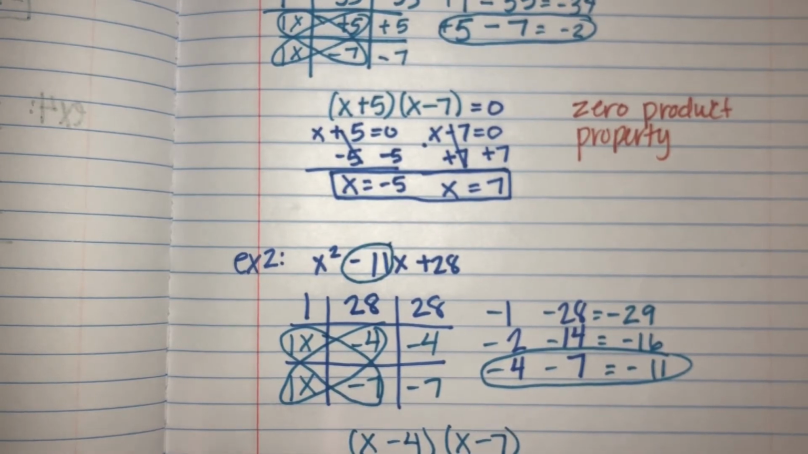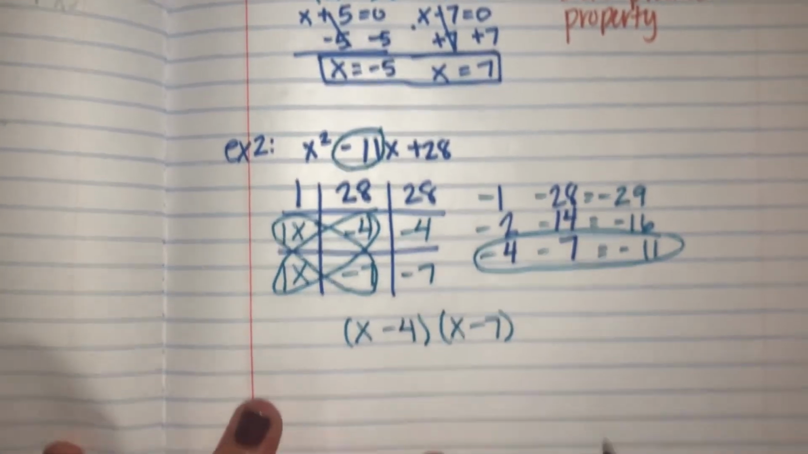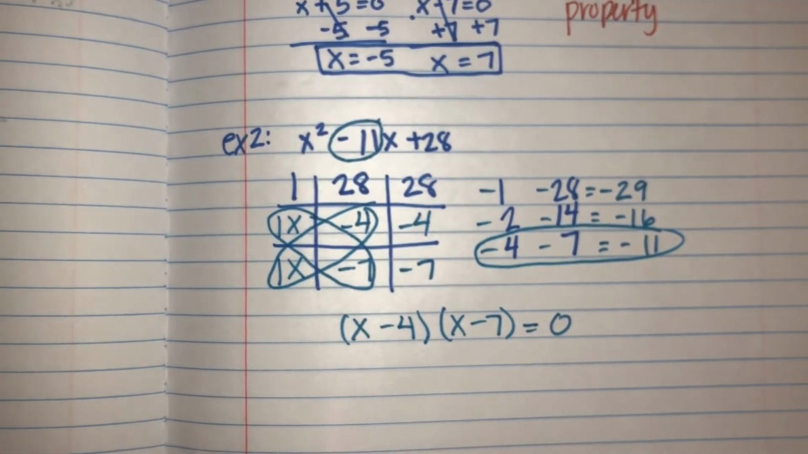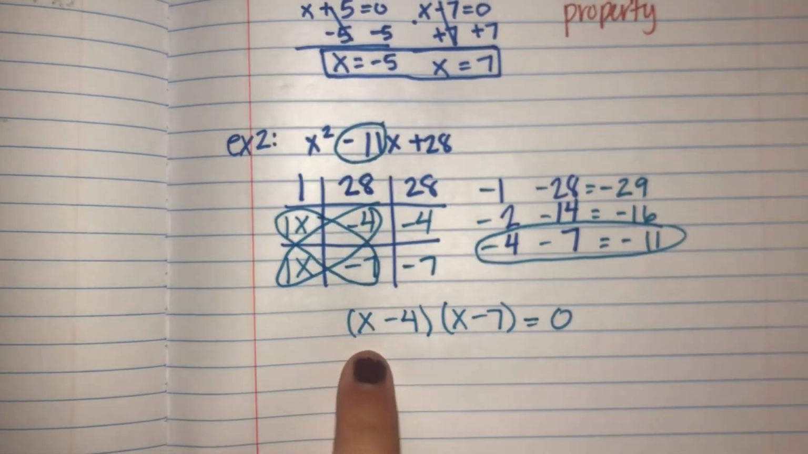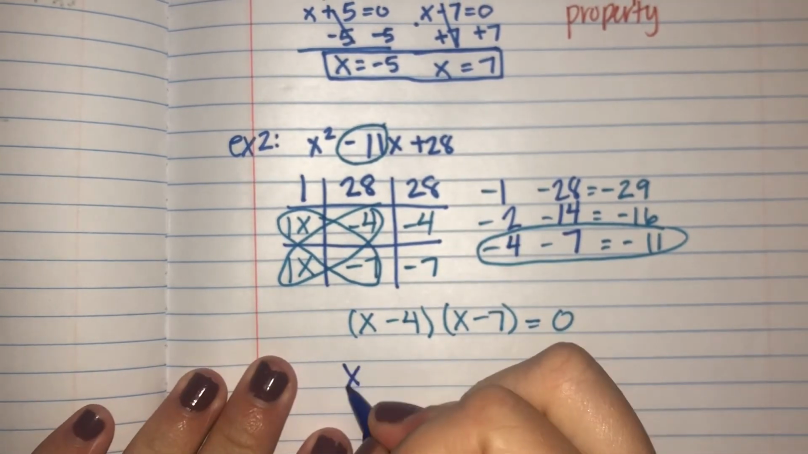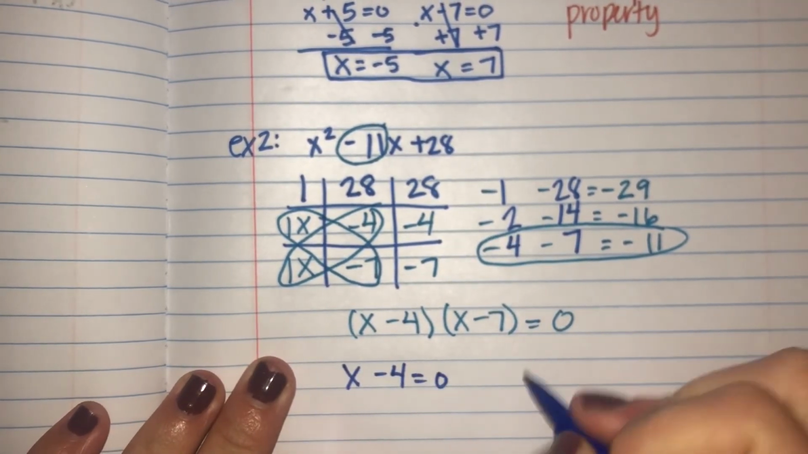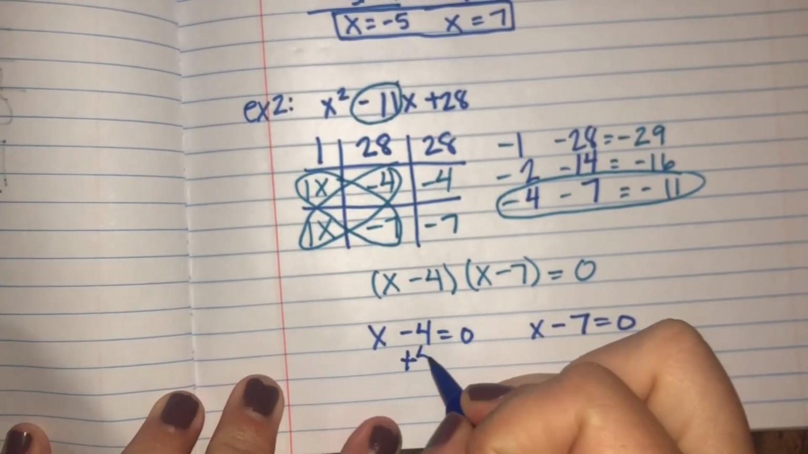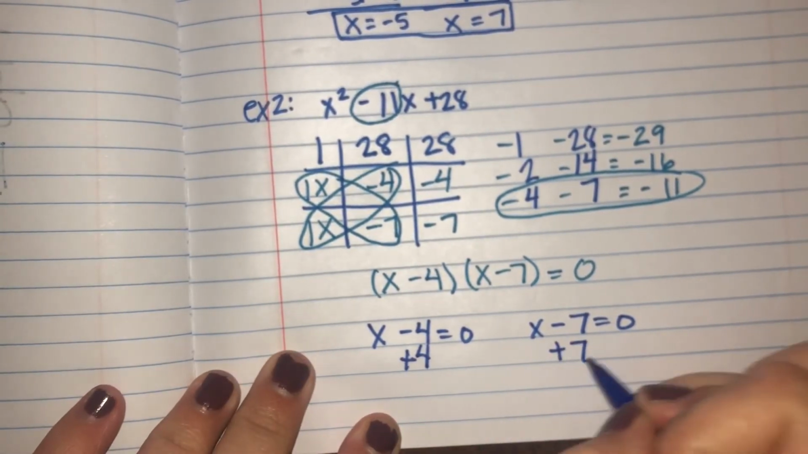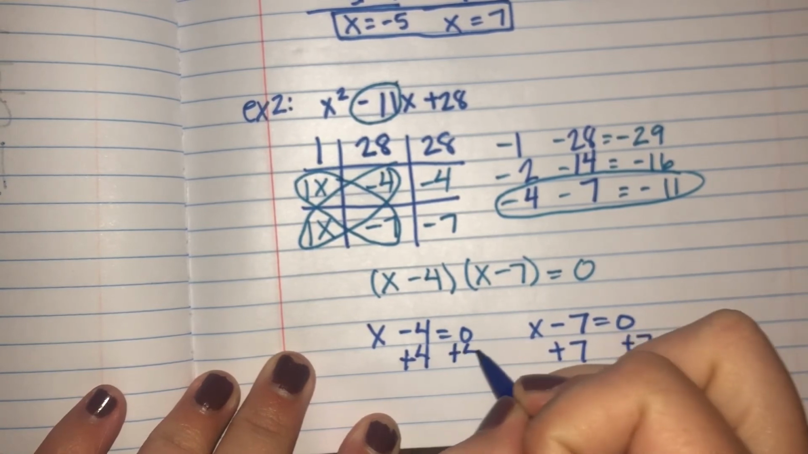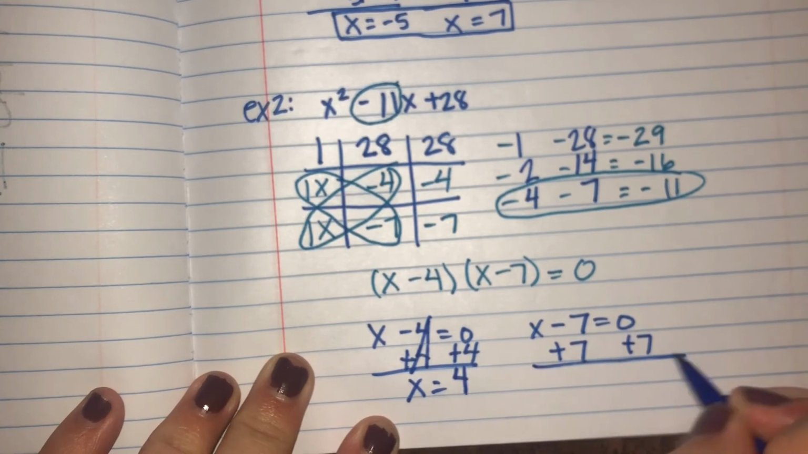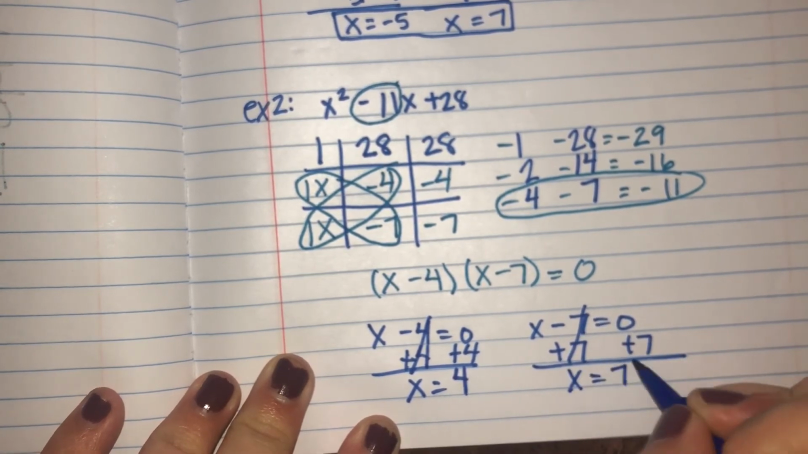And then I use the zero product property to solve for this. So I'm going to set this whole expression equal to 0. Then what you do is you take each factor and set those factors equal to 0 and solve for x from both factors. So I'm going to add 4 here, add 7 here. So x equals, those cancel, 4 and 7.